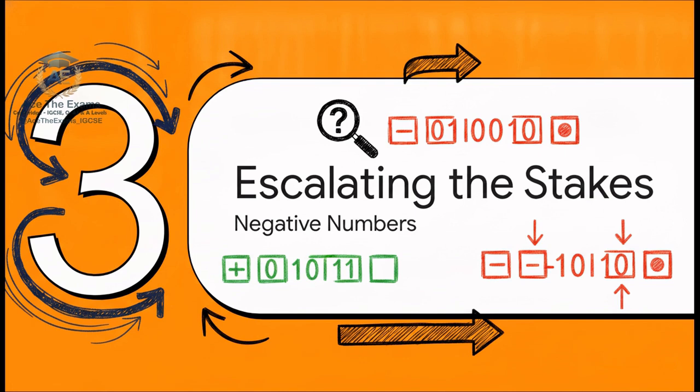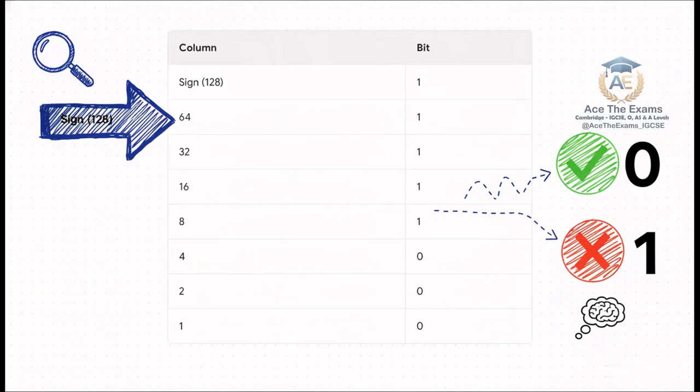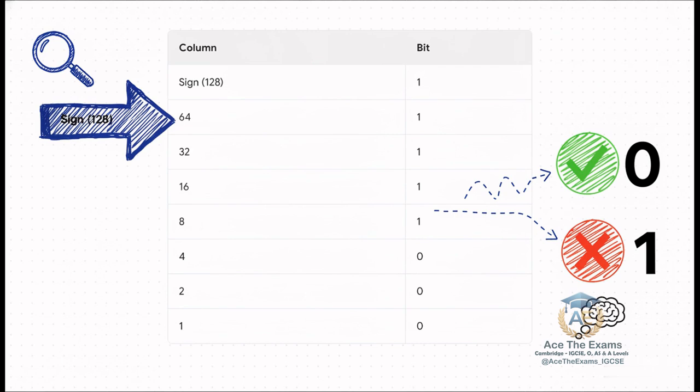But first, let's look at what happens when a number goes negative. Take a look at the furthest left column here. In certain scenarios, processors are actually set up to see this 8th column, the 128 column, not as a standard value, but as a sign bit.